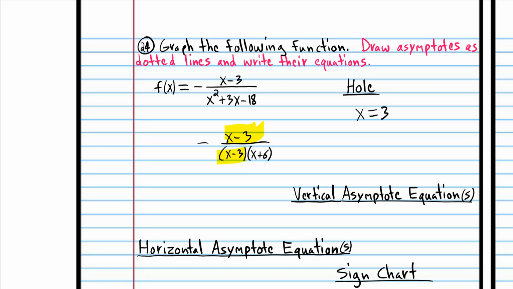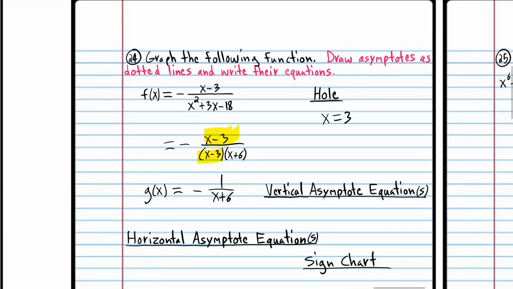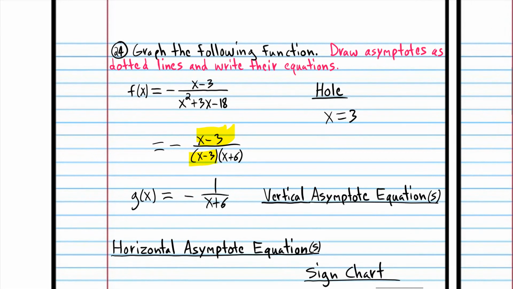So then I'm going to define a new function, which I'm going to call g of x, because when that factor goes away, it's not really the same function. It has the same exact graph. The only difference is that this graph is lacking a hole, whereas this one has a hole at x equals 3.